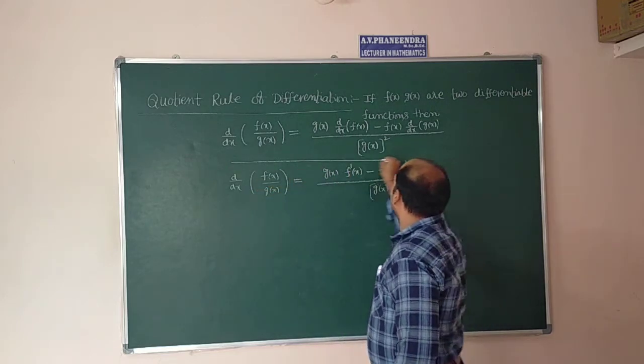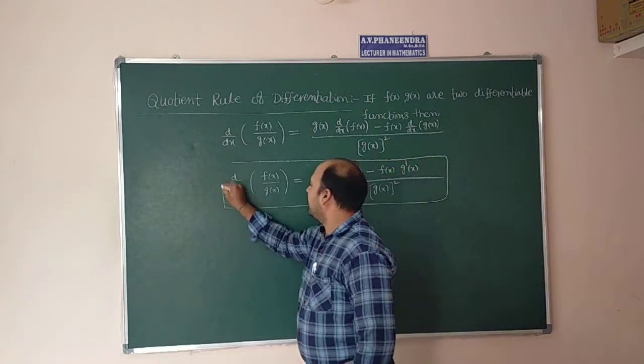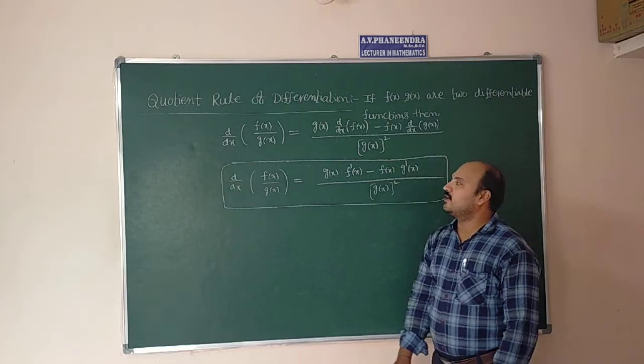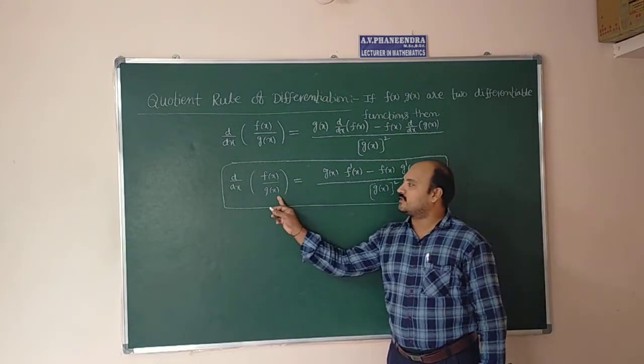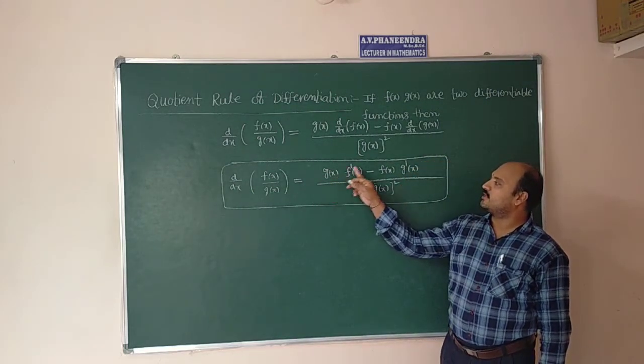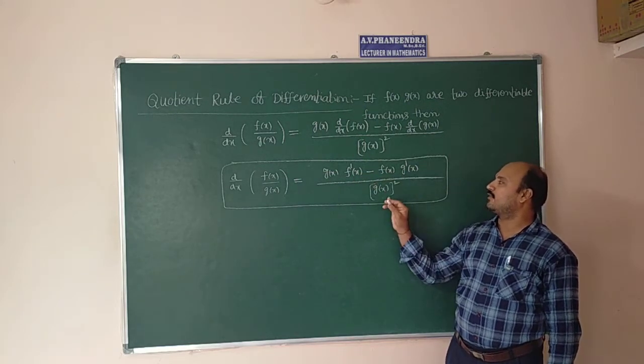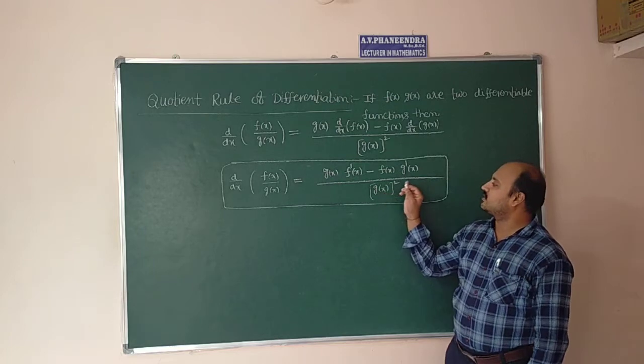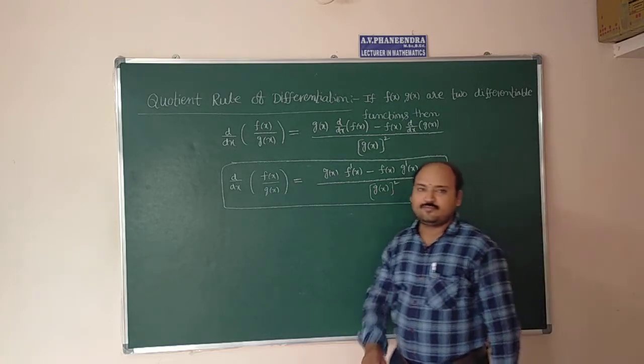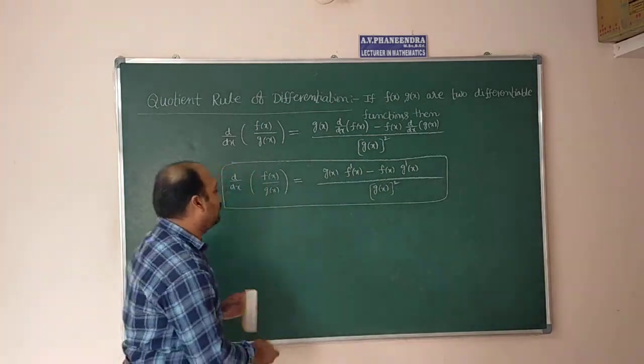So from now onwards, remember it as a formula; it's a very important formula. d by dx of f of x by g of x is equal to g of x into f dash of x minus f of x into g dash of x, divided by g of x whole square. Here also we'll take one example.